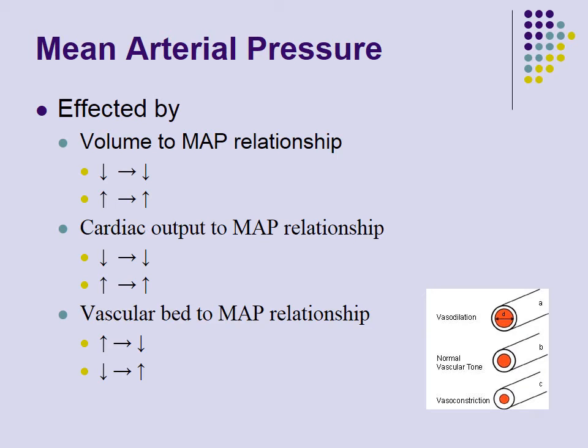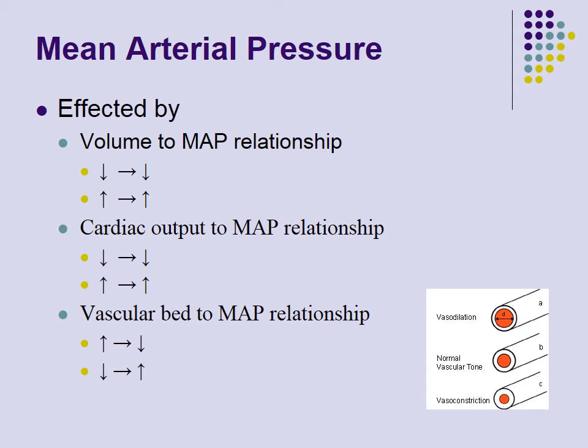Now, how is mean arterial pressure affected? Well, there are different correlations to the different areas. First off, let's look at volume. When our volume goes down, let's say that I lose X amount of blood during surgery, I can predict that my mean arterial pressure will go down as well, because it is going to go down with blood volume and it's going to go up with blood volume. So as my blood volume goes up, let's say that they give me a blood transfusion, my mean arterial pressure will go up as well.